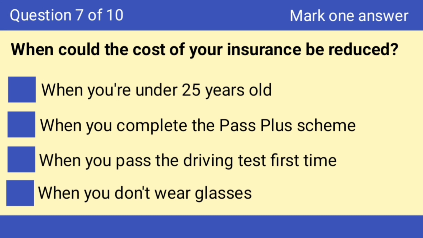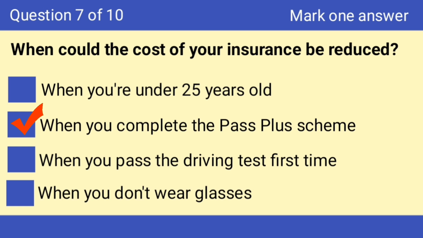Question 7. When could the cost of your insurance be reduced? When you're under 25 years old, when you complete the Pass Plus scheme, when you pass the driving test first time, when you don't wear glasses. Time to think. The correct answer is when you complete the Pass Plus scheme.